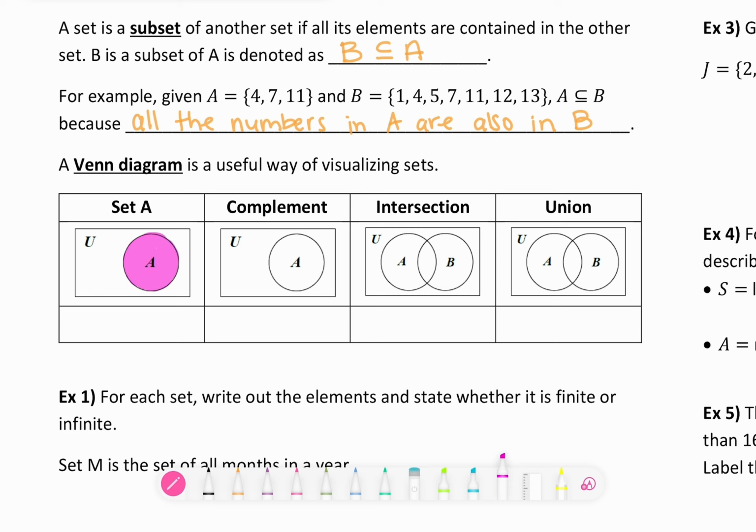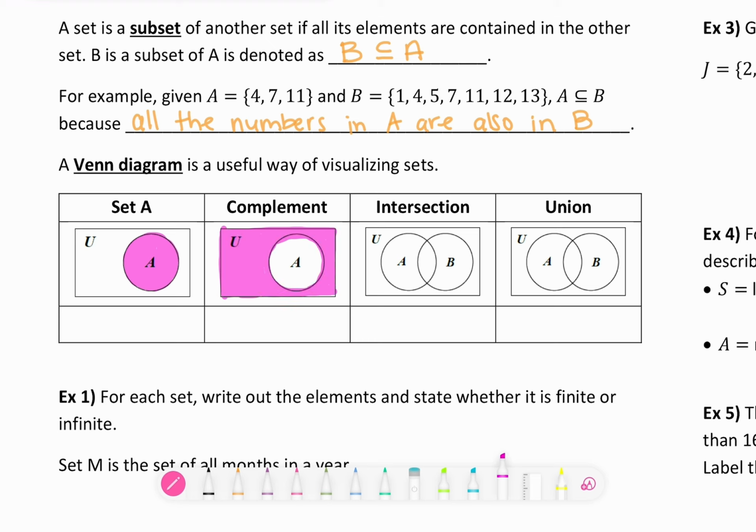For the complement, if you remember from the first page, the complement is everything that's in the universal set but not in A. So we'll shade everything in that box, which represents U, but not in the circle A itself. Everything in the box except what's in A, which is the circle. Everything else gets shaded in, and that's the complement. It has to be in the box itself, but not in the circle.